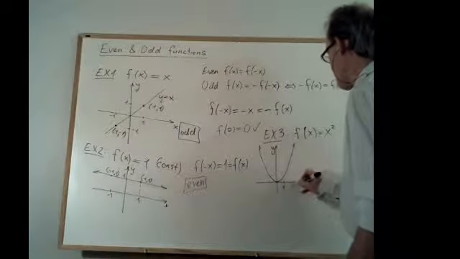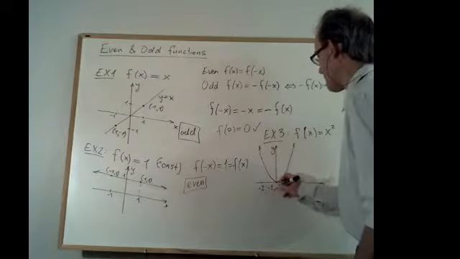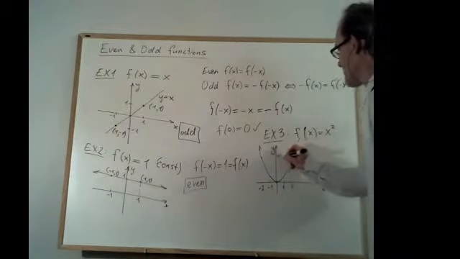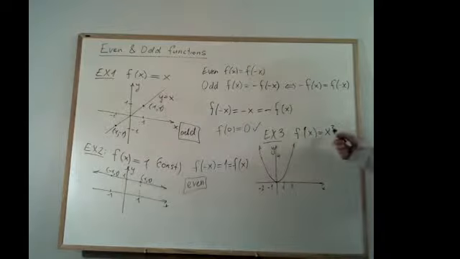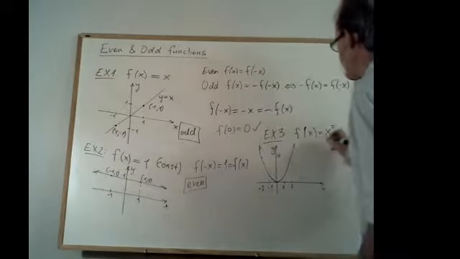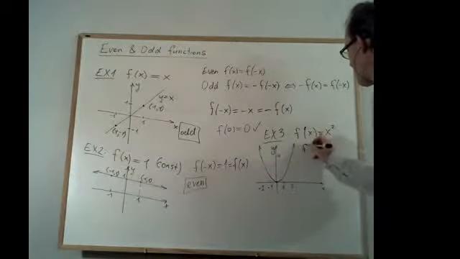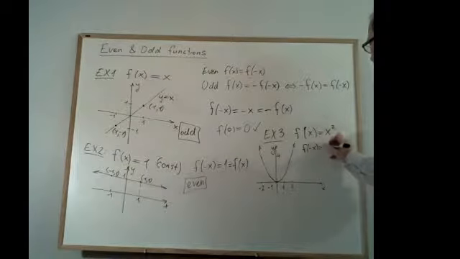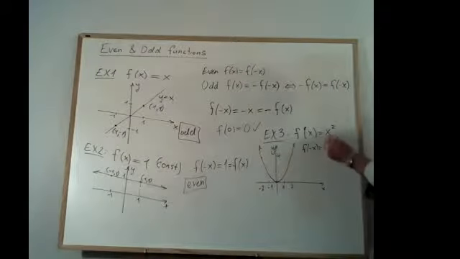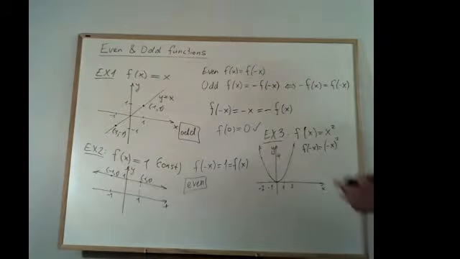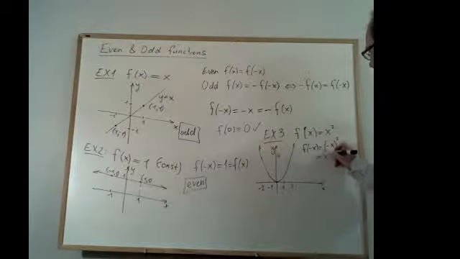And again, you verify that by plugging minus x into the equation. Minus x, that whole thing gets squared. You put the minus x inside the square, inside the brackets. You square everything, and then you get the same as x squared, which is the original function. So this is even.